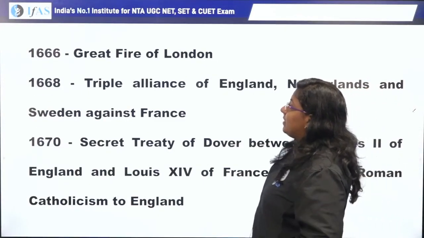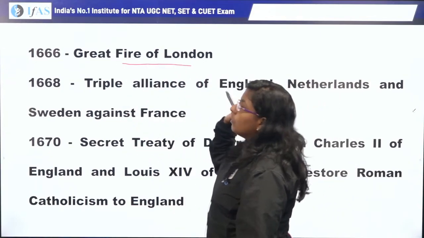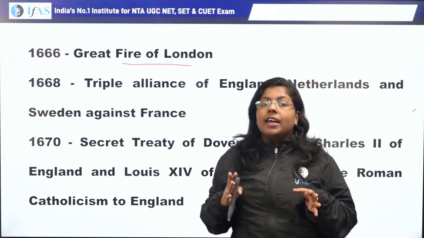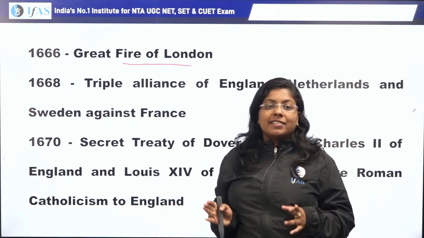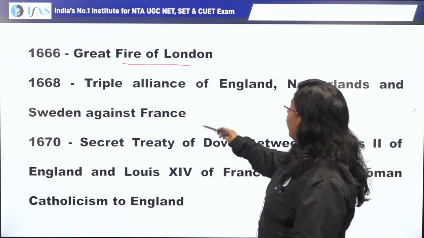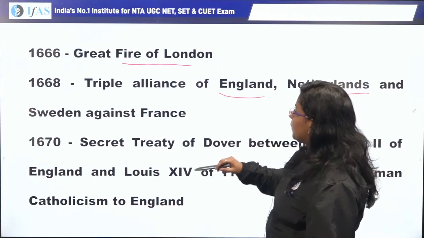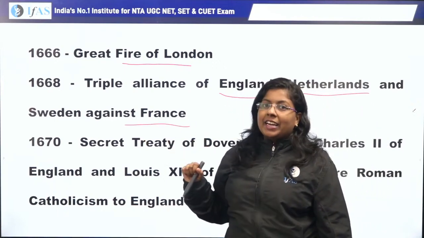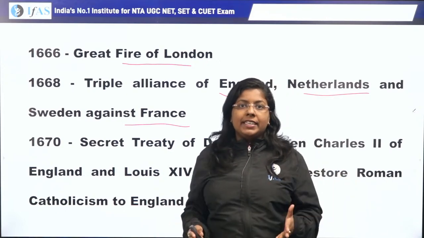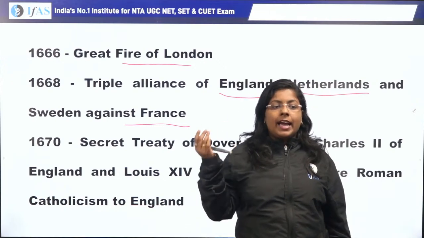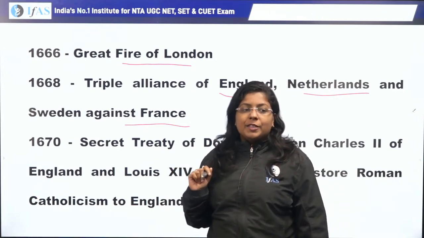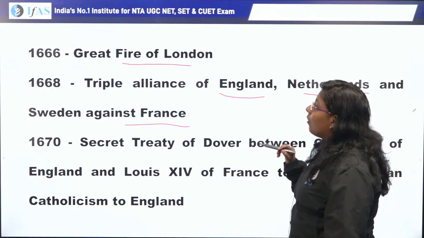Then we have, in 1666, the Great Fire of London. The Great Plague in London happened in 1665. In 1668, the Triple Alliance of England, Netherlands and Sweden against France. England made a Triple Alliance with the Netherlands and Sweden against whom? France, in 1668. So that was the period of the Triple Alliance.